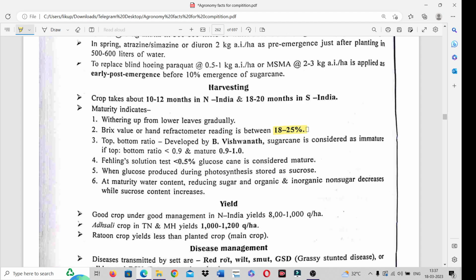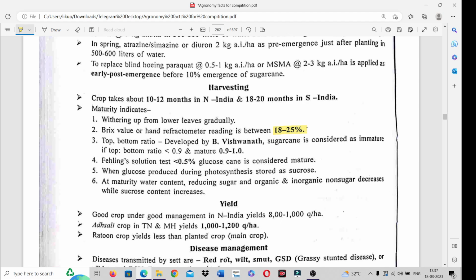Top bottom ratio was developed by B. Vishwanath. Sugarcane is considered immature if the top bottom ratio is less than 0.9 and mature at 0.9 to 1.0.